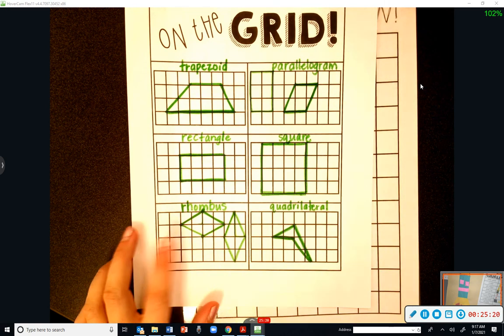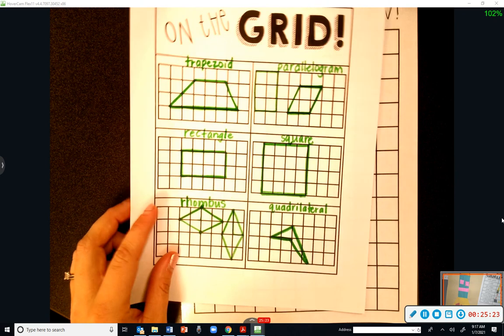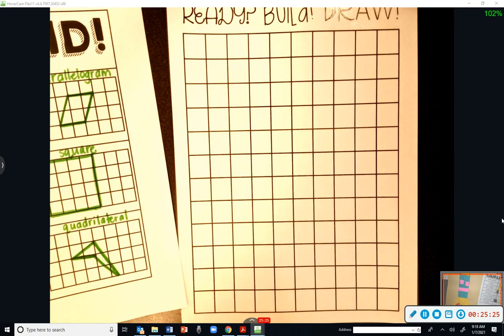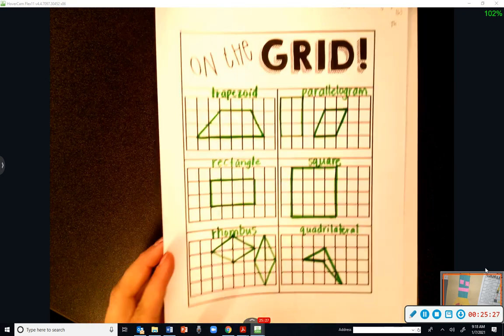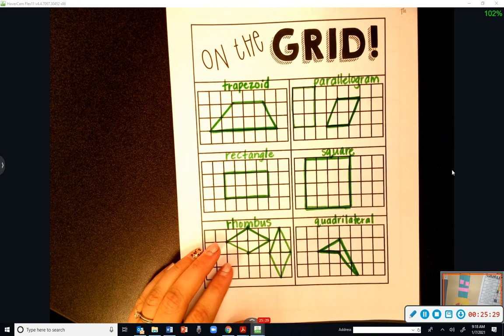Okay. Those of you at home, you guys are doing this in Seesaw just like we're doing it here on paper. So if you have any questions, let me know. And I look forward to seeing your drawings.